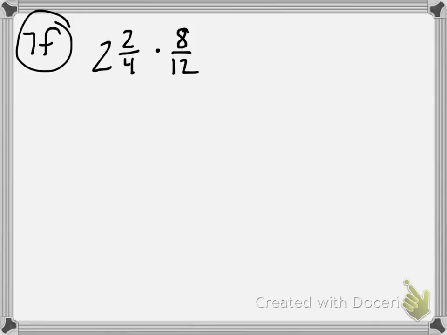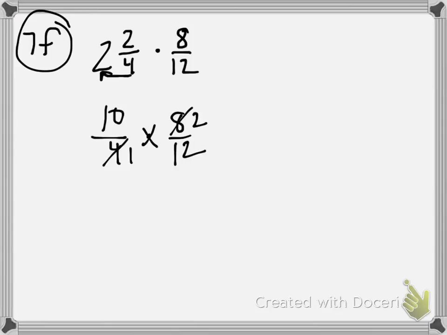Problem 7F, another multiplying problem. First off, I'd start by getting rid of this mixed number, make it improper. 4 times 2 is 8, plus 2 is 10, so I'd have 10 fourths times 8 twelfths. Hopefully you see some cross-reducing we can do here. Well, 4 would go into 4 one time, 4 would go into 8 two times, and I can cross-reduce in the other direction as well, dividing these by 2. This would be 5, and this would be 6.